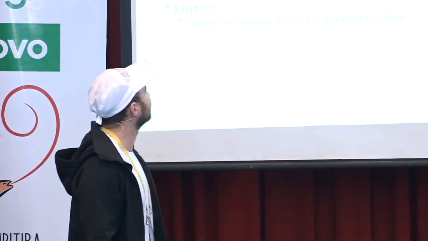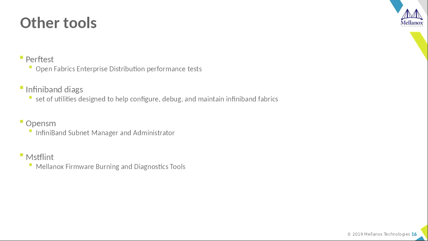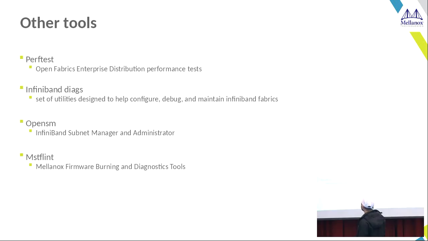Other tools, besides mstflint: perftest is a set of performance tests that run over RDMA, so they can also be used as examples for developing RDMA. InfiniBand diags is a set of utilities for designing, configuring and debugging InfiniBand libraries and fabric. OpenSM: if you are running InfiniBand, you need a subnet manager, and OpenSM is the package that provides it. And mstflint, for Mellanox, is for burning new firmware or configuring the device to be VPI, InfiniBand, or Ethernet. So you need a burning tool and configuration tools.